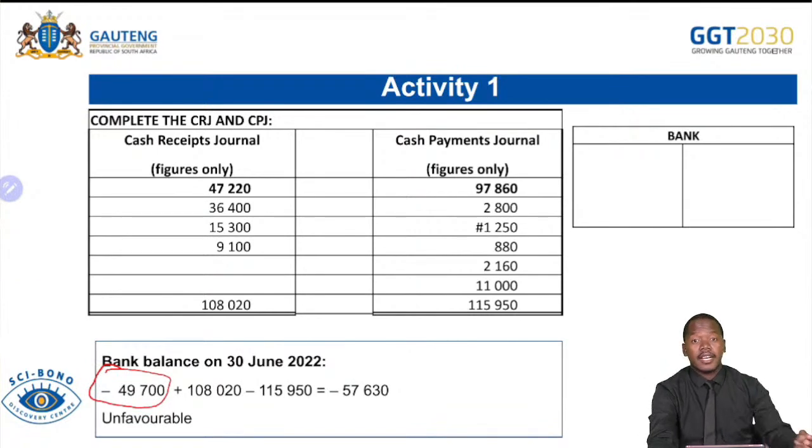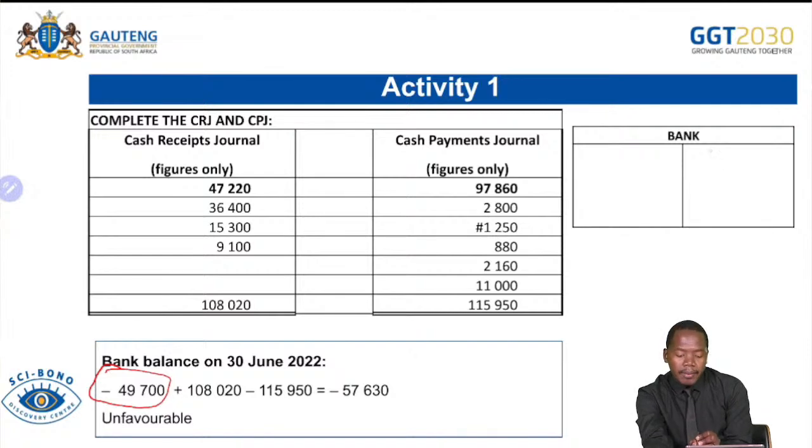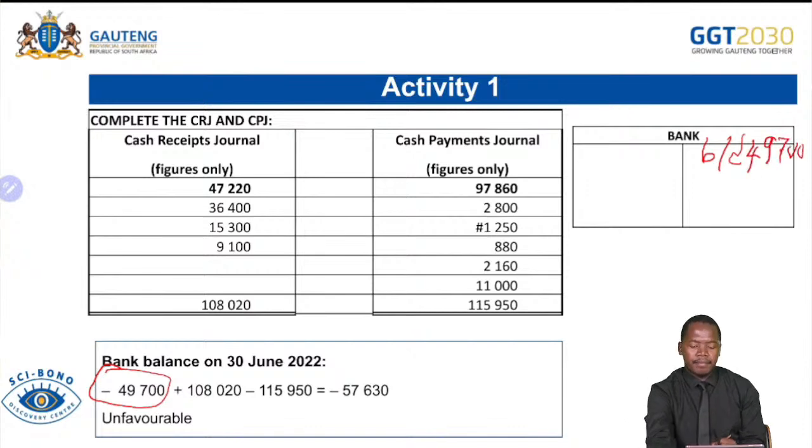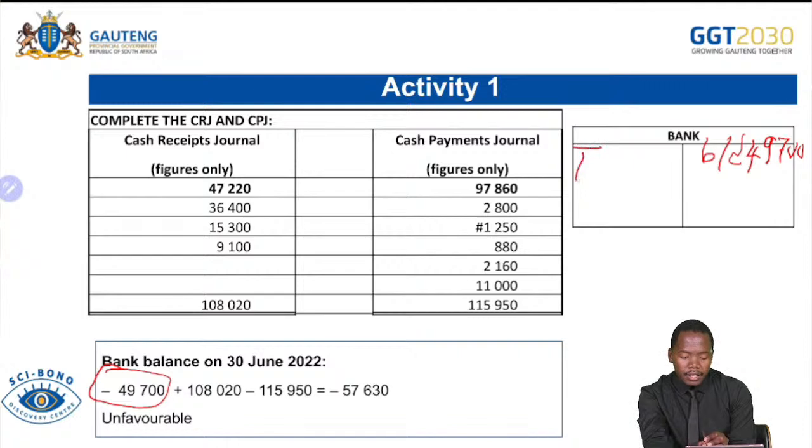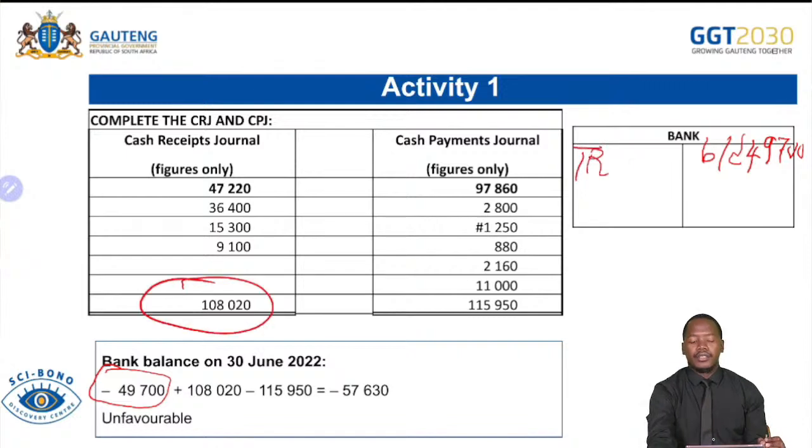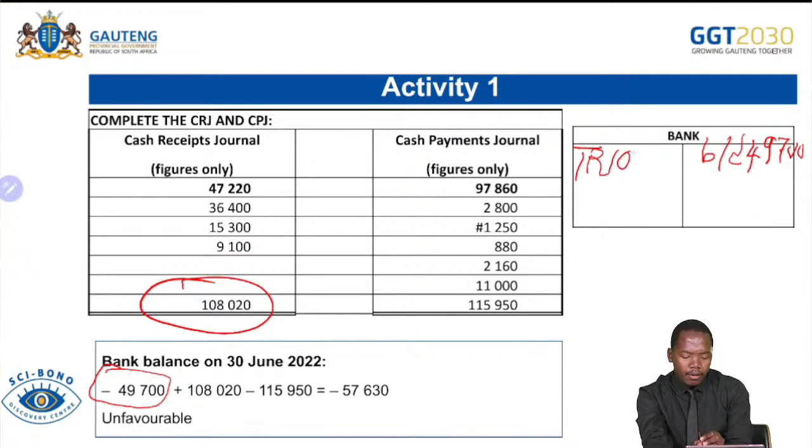You have a choice, Grade 12s. You can use a T account or you can use a straight line method. Now, from your T account, remember, you are going to record the opening balance on the credit side as 49,700. And then on the debit side of the bank account, you will always find your total receipts. Total receipts become 108,020 rands.